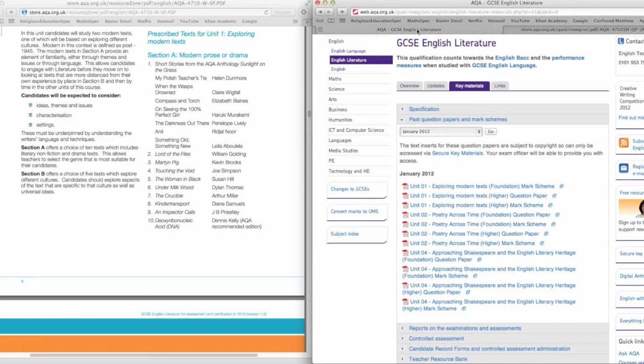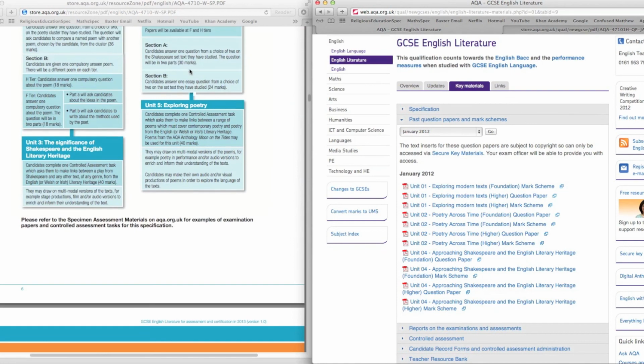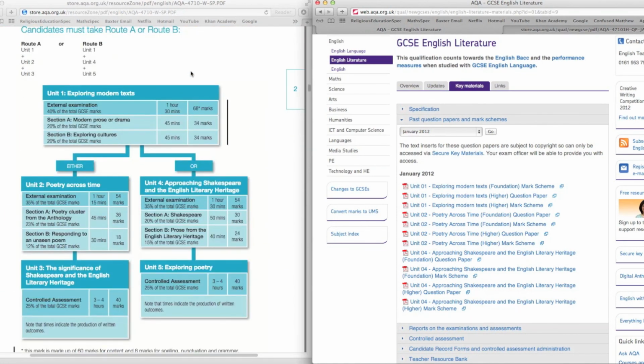But the next video will be me looking at the Exploring Modern Texts mark scheme, and then I'll have a look at poetry across time, delving into the unit I'm doing at school currently, where it says here route A or route B. It'll be the left-hand side, the poetry across time, and the significance of Shakespeare.